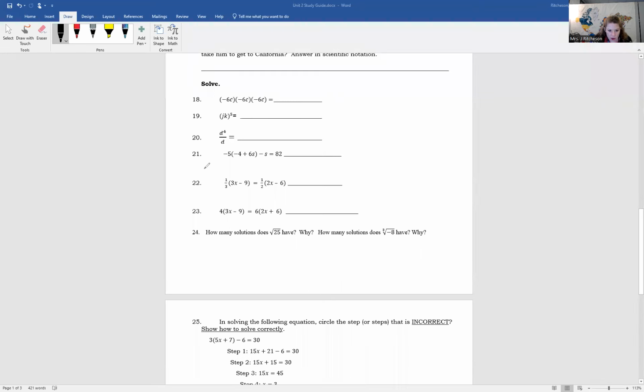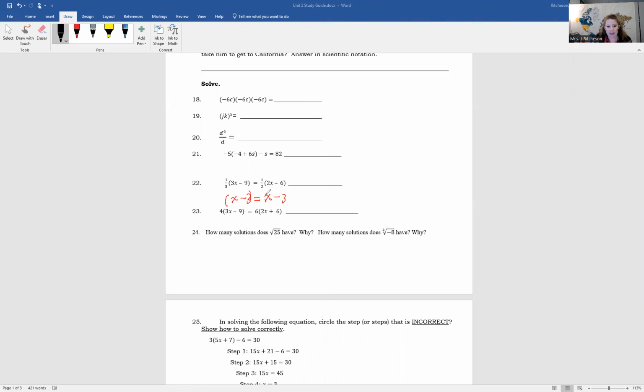22. All right, so we can distribute the 1/3. So 1/3 of 3 is 1, and 1/3 of -9 is -3. So 1x minus 3. Half of 2x is 1x, and half of -6 is -3. And when we distribute those fractions, of course, you can use your calculator to help you if you want to. Look what we have here.